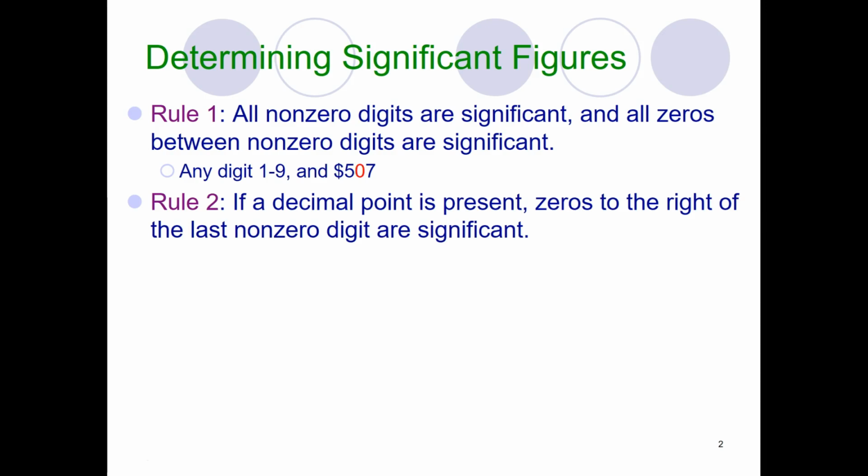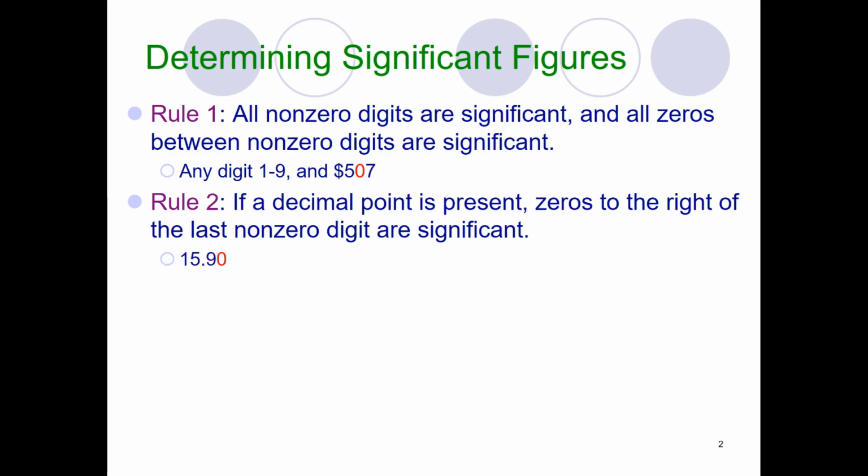Zeros to the right of the last non-zero digit. So, zeros at the end of the number. Zeros after all of the other numbers. So all the other numbers are written, and then there's zeros at the end of the number. If you can see the decimal point, zeros at the end are significant.